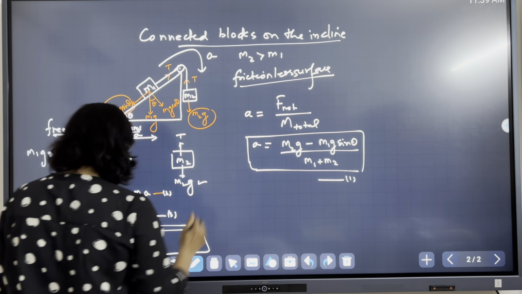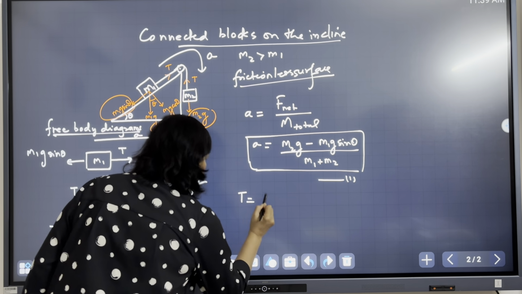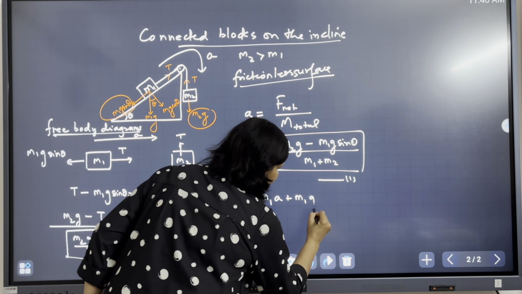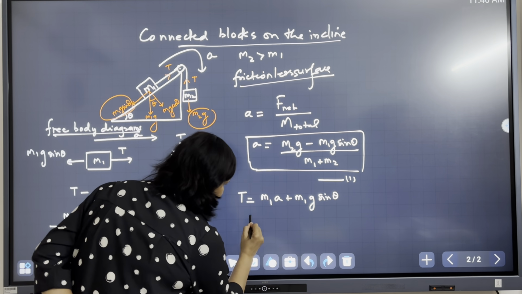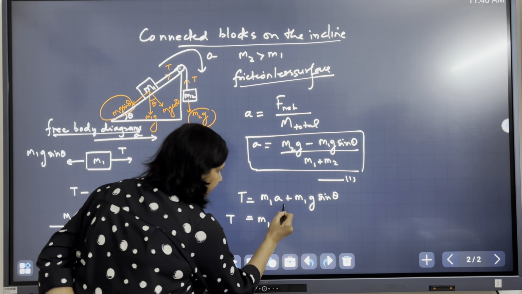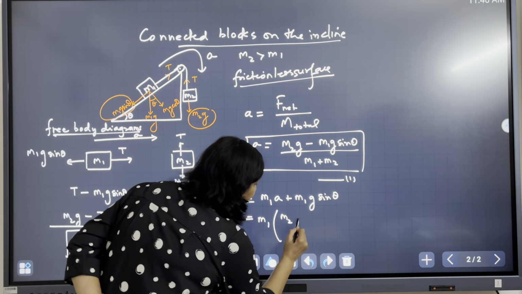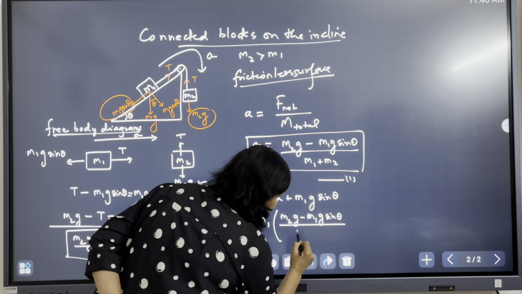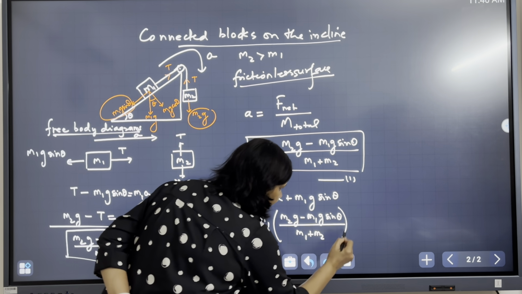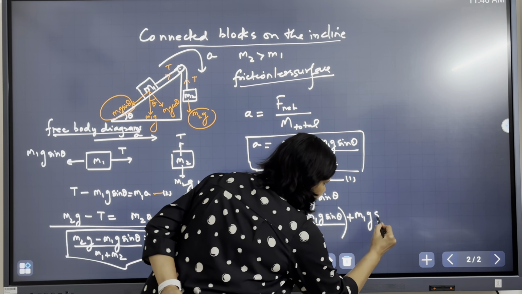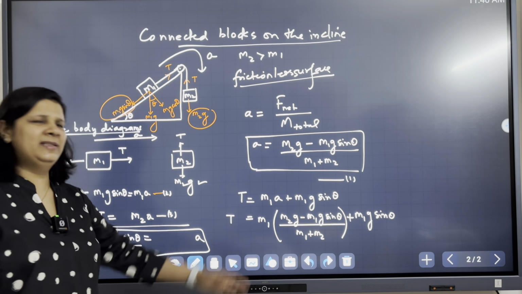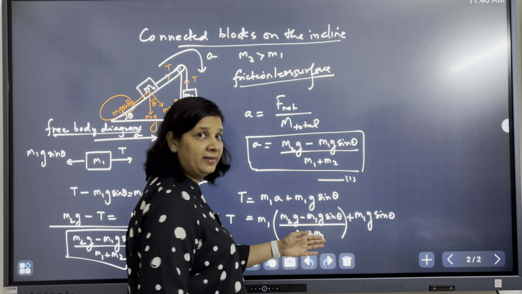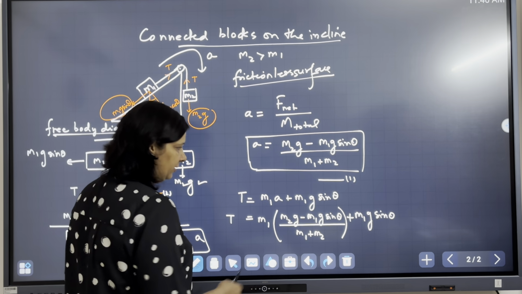So here T will be equal to m1 a plus m1 g sin theta. And you can substitute the value of a, (m2 g minus m1 g sin theta) divided by (m1 plus m2), plus m1 g sin theta. Then you can just simplify, right? You can check the dimensions. On the right hand side also you should get the dimensions of force, because tension is force.